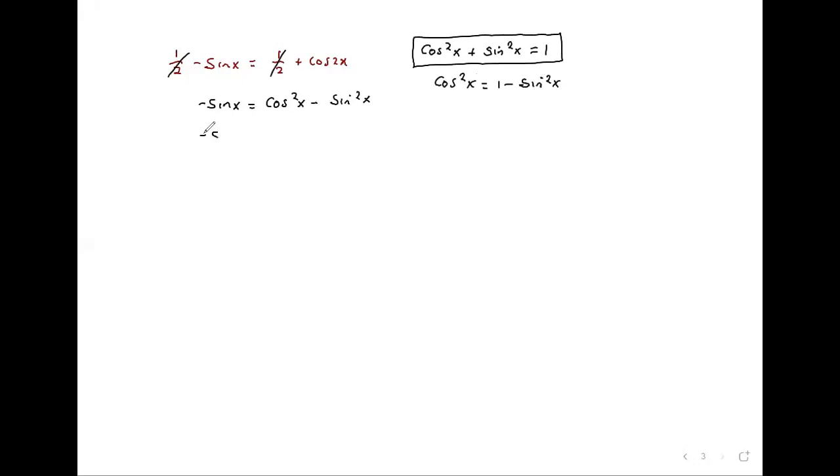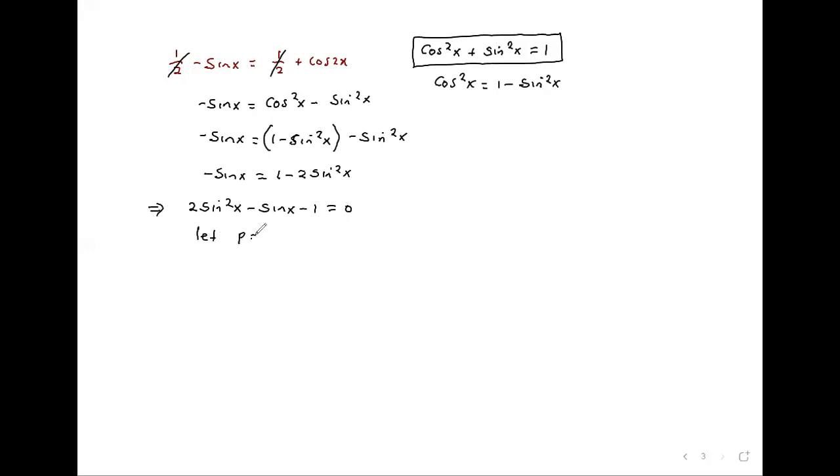So that here we have negative sine x is equal to 1 minus sine squared x for cos squared x minus sine squared x. So that we have negative sine x is equal to 1 minus 2 sine squared x. So we can take everything to the left so that we have 2 sine squared x minus sine x minus 1 is equal to 0. What does this mean? This means that we have a quadratic.